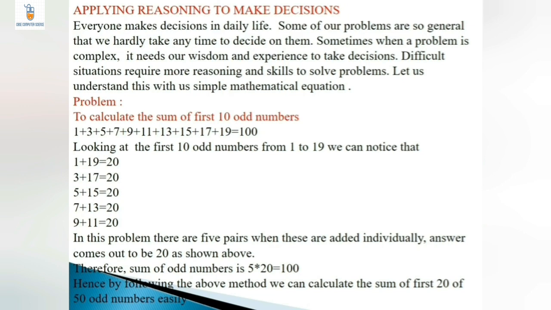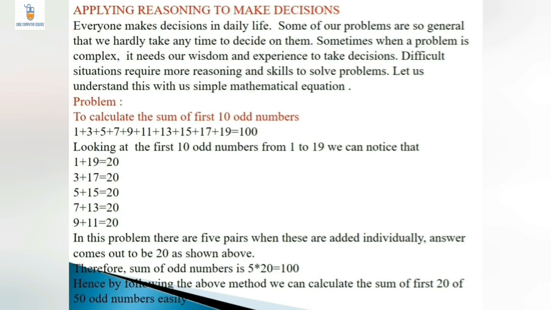Now when we look at the first 10 odd numbers carefully, we observe that the first number and the last number when added, they give 20. And the second and the last second number when added, they also give the answer as 20. Similarly, we go on adding and we see that 1 plus 19 is 20, 3 plus 17 is 20, 5 plus 15 is 20, 7 plus 13 is 20 and 9 plus 11 is also 20.